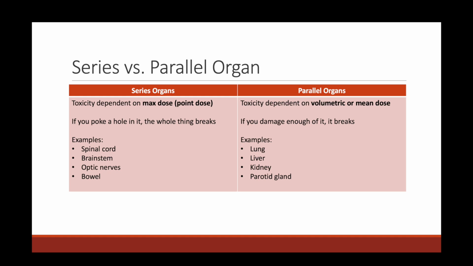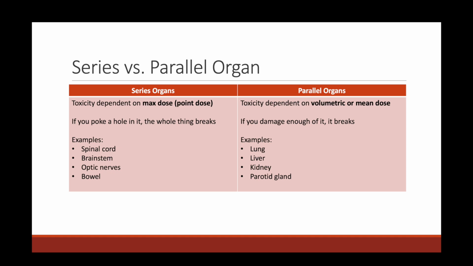And then with parallel organs, we worry more about a volumetric dose or a mean dose because it's really about exceeding a threshold to a particular volume of that parallel organ. Now keep in mind that for certain organs such as the bowel or the bladder, we will often see both a maximum dose constraint as well as a volumetric dose constraint applied.